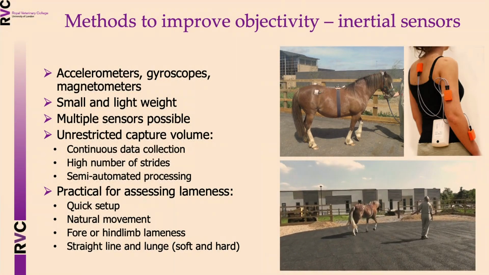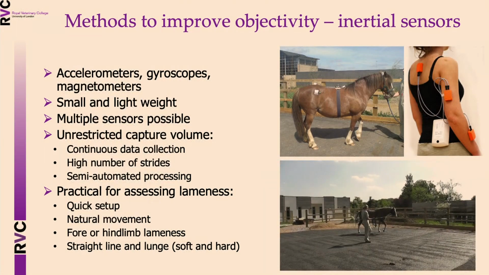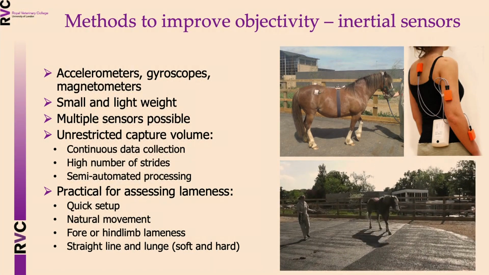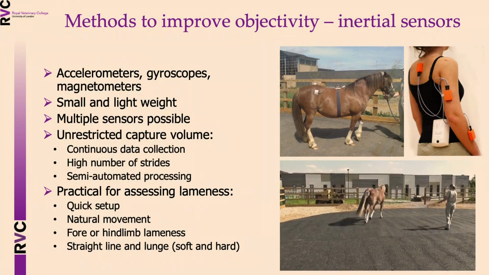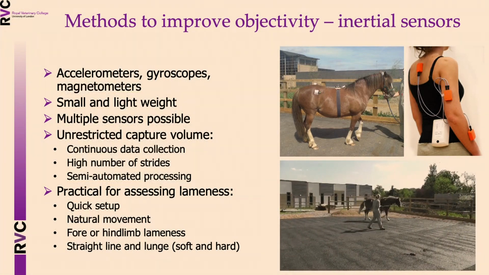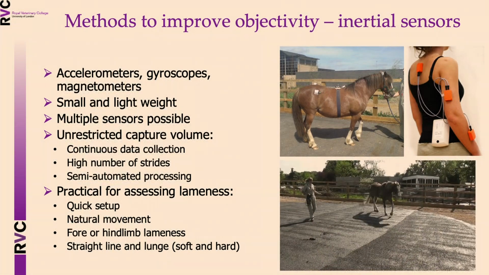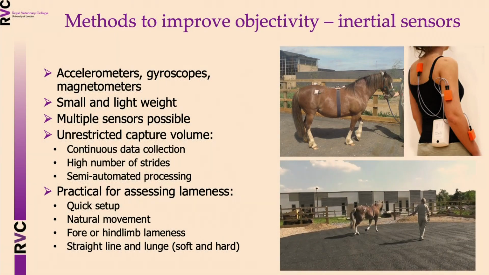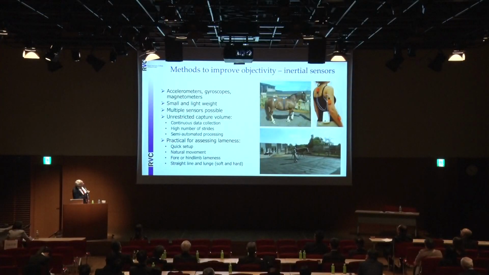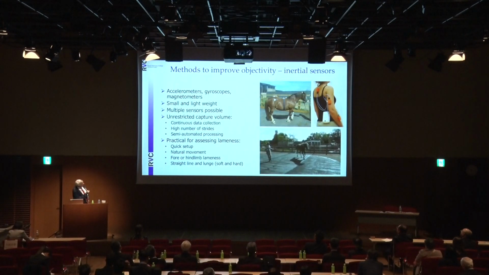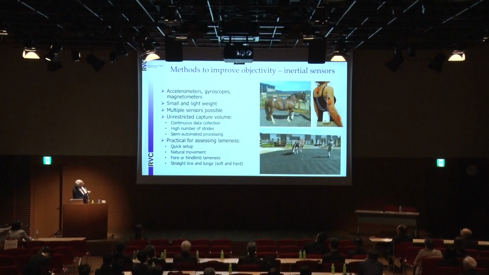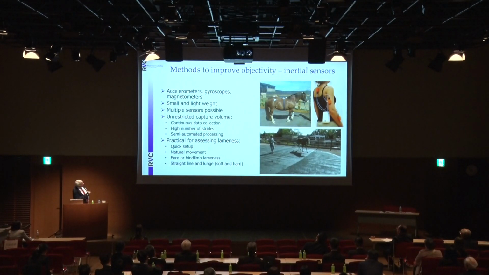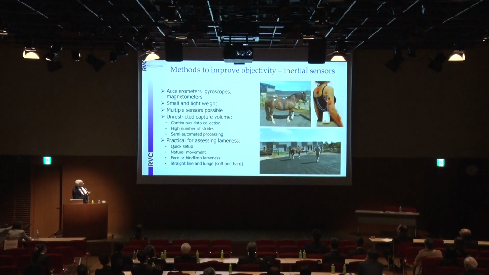Instead, we use these inertial sensors, which were originally developed for human use and contain a combination of accelerometers, gyroscopes, and magnetometers. They have many advantages in the clinical setting because they are small and lightweight. There is the possibility of using multiple sensors with an unrestricted capture volume, which means that you can have continuous data collection for a large number of strides.